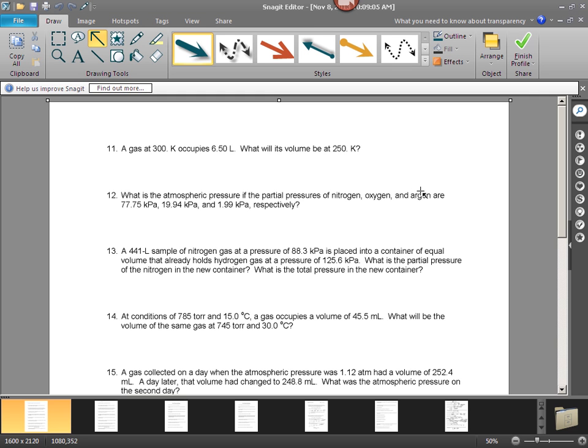Okay, here's a review for the Unit 8 Gas Laws, Part 2, with number 11. This is going to go fast. A gas at 300 Kelvin occupies 6.5 liters. What will its volume be? There's no discussion of pressure, so it is going to be Charles' law.